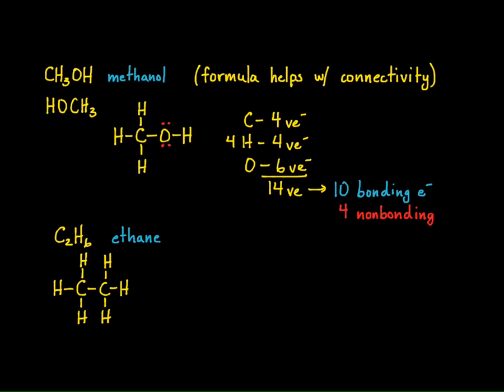So we shouldn't have to do anything else to this particular structure, but simply to verify, we have 2 carbons, each carbon has 4 valence electrons, so that's 8 valence electrons. We have 6 hydrogens, so that's 6 valence electrons, and so we have a total of 14 valence electrons. If we add up all the bonds, how many bonds do we have? 1, 2, 3, 4, 5, 6, 7. 7 bonds times 2, all of the electrons are bonding. And therefore, we don't have to do anything else to this structure. That is the Lewis structure of ethane.